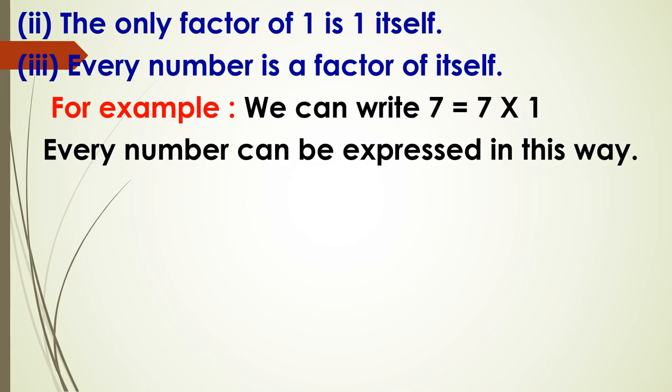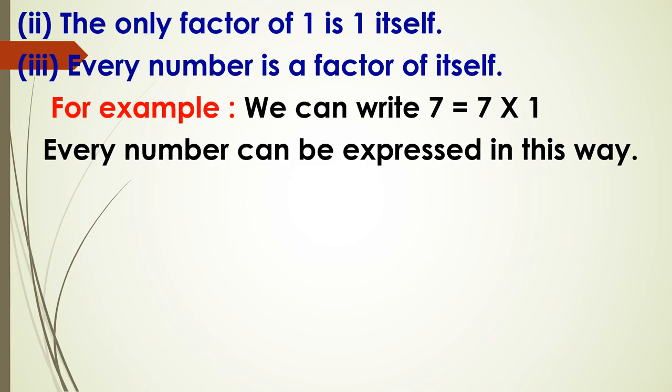Because that number comes in the table of itself. Okay, we can write that 7 equal to 7 multiplied by 1. We can write down that 8 equal to 8 multiplied by 1. 12 equal to 12 multiplied by 1. 42 equal to 42 multiplied by 1. So, we can see that that number is coming in its table. Okay, so every number is a factor of itself.